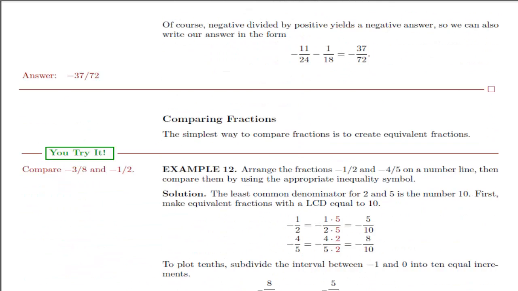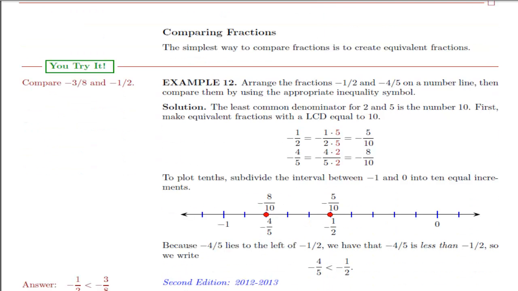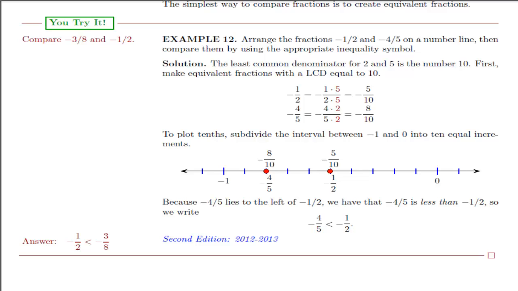Comparing fractions. The simplest way to compare fractions is to create equivalent fractions. Example 12. Arrange the fractions negative 1/2 and negative 4 over 5 on a number line, and compare them by using the appropriate inequality symbol. Solution. The least common denominator for 2 and 5 is the number 10. First, make equivalent fractions with an LCD equal to 10. So multiply negative 1/2 by 5 over 5 to get negative 5 over 10, and negative 4 over 5 by 2 over 2 to get negative 8 over 10.